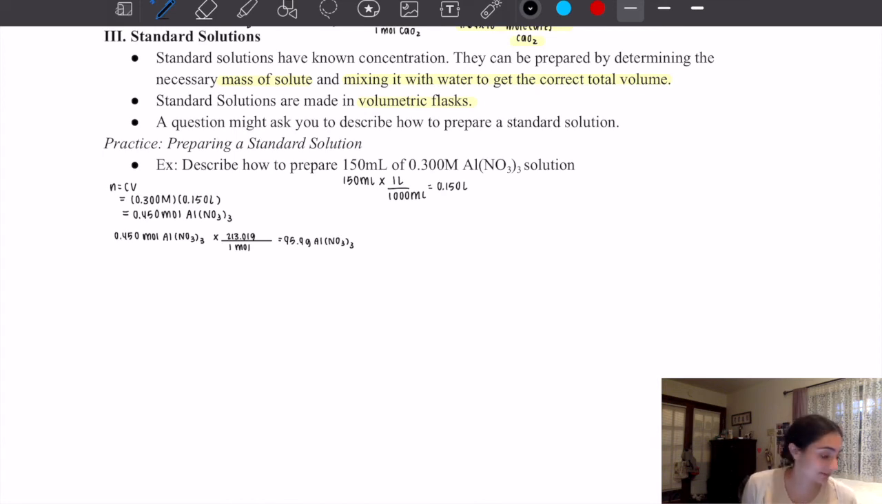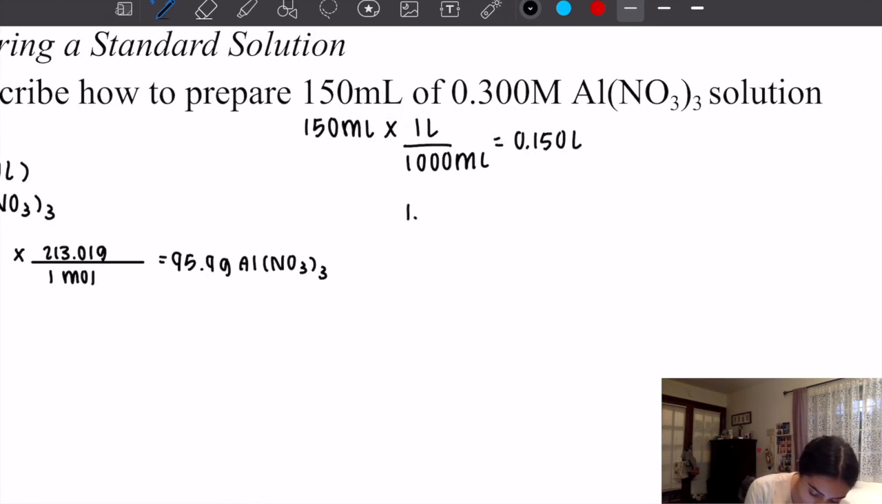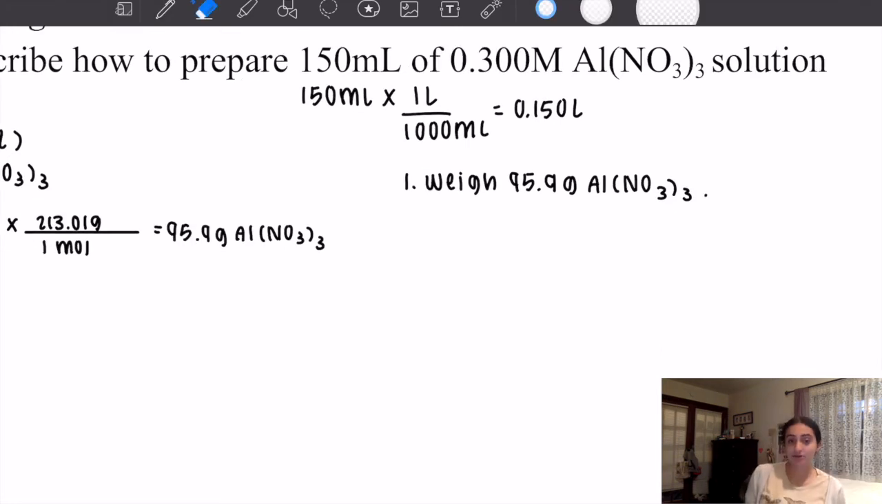Okay, so now we have our mass. So now let's write out our steps. So our first step is going to be to weigh 95.9 grams of AlNO3. So now we need to figure out how much water we are going to dissolve our aluminum nitrate in. We do not want to dissolve it in 150 milliliters of water because 150 milliliters is the volume of the solution we want. And if we dissolve it in 150 milliliters of water, we could end up with more than 150 milliliters of solution. So we're going to want to dissolve it in less than 150 milliliters of water and then pour in more and more water to get to our desired volume.